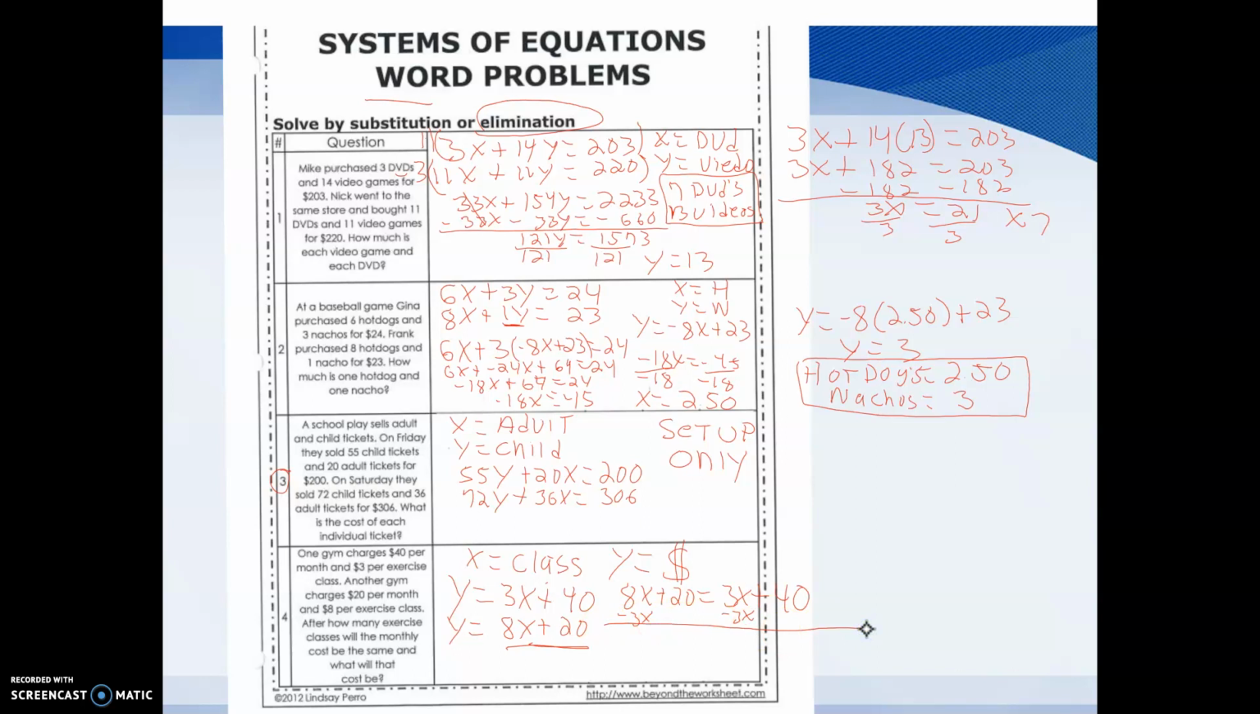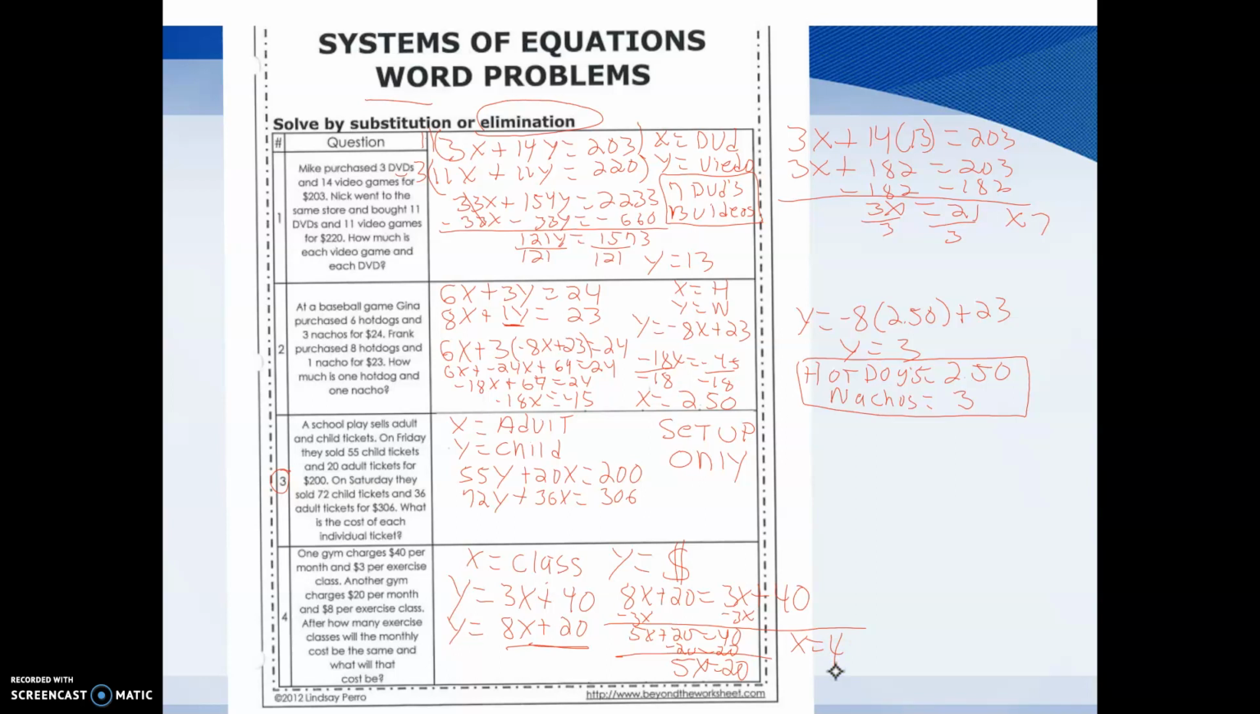Okay. And you get 5x, right? Plus 20 equals 40. I'm going to subtract 20. So 5x equals 20. I'm going to divide both sides by 5, and x equals 4. All right? So that's 4 classes.